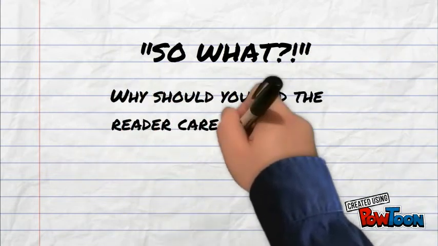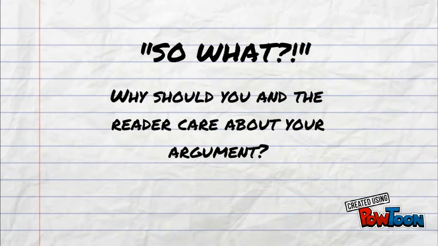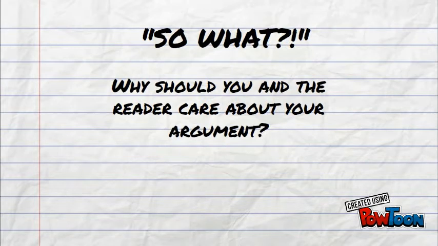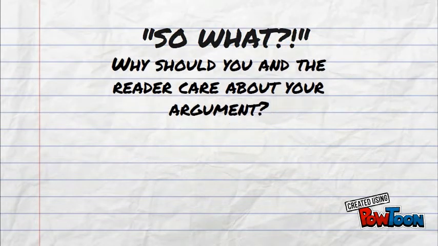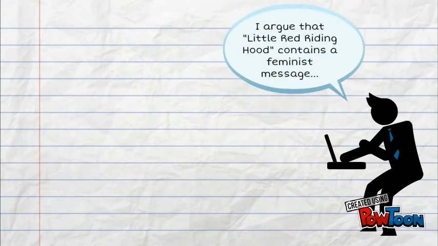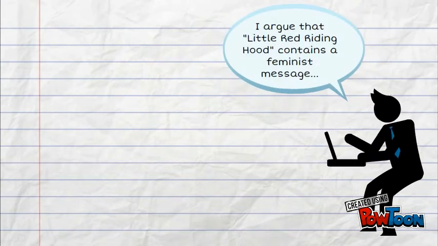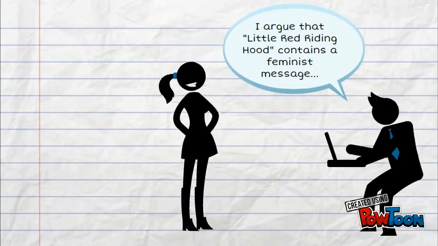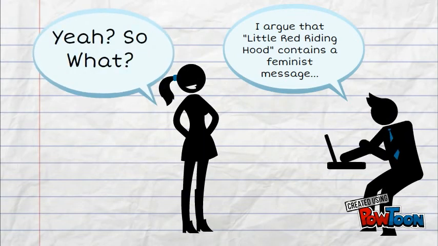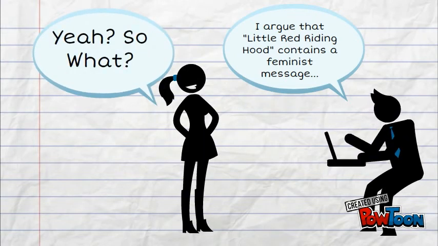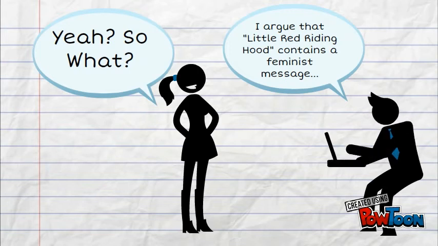You need to spend time with your topic in order to get to this part. And honestly, this is what sets college writing apart from writing you may have done in high school. In the topic we've used, we've argued that Little Red Riding Hood contains a feminist message. So what is the importance of that topic? What's the so what factor? What's the relevance?